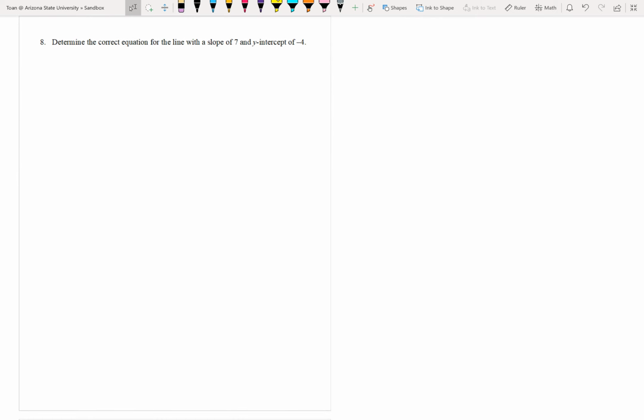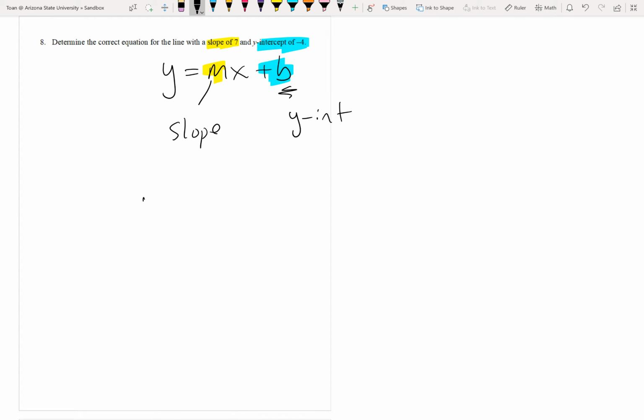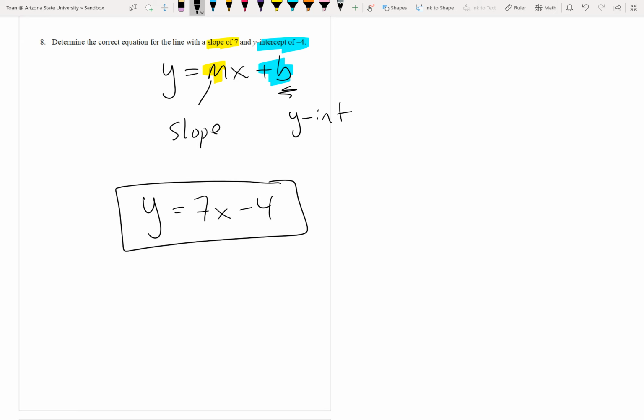Number 8 should have been a gimme question. We know that all linear equations can be written as y equals mx plus b, where b is your y-intercept and m is your slope. Look, they give you a slope. They give you the y-intercept. You're done. So the answer is y equals 7x minus 4. A gimme problem.